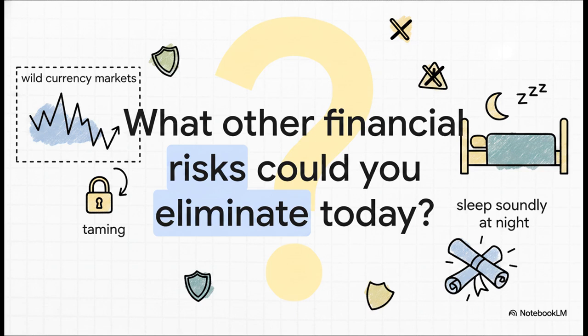Which leaves us with this final thought. We've seen how options give businesses the real power to tame wild currency markets and, quite literally, sleep soundly at night. So if a simple contract can completely neutralize global market volatility, what other financial risk could your business eliminate today?